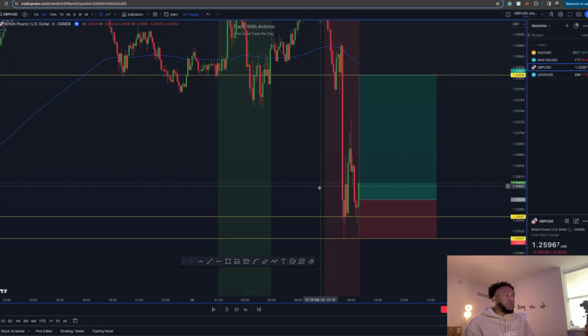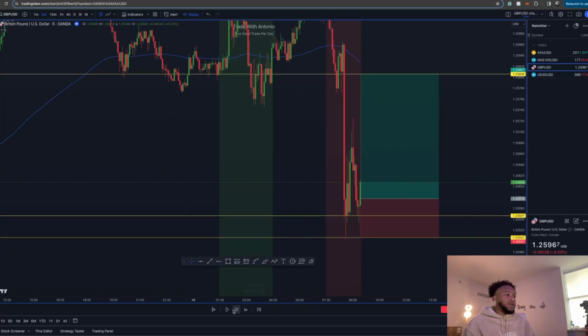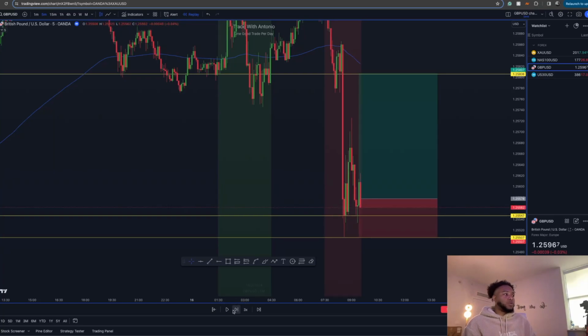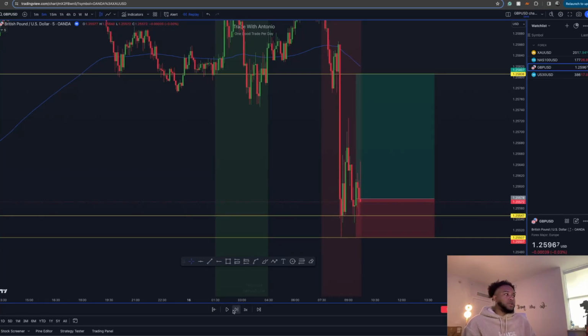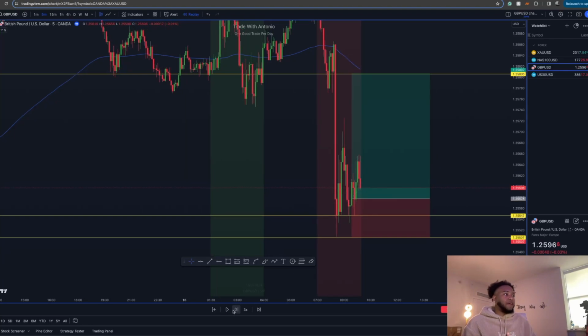All right, so let's play out what happened with this trade for you guys. Boom, we were in a little bit of drawdown. Price came back to break even a couple of times and then decided to start pushing up right afterwards.